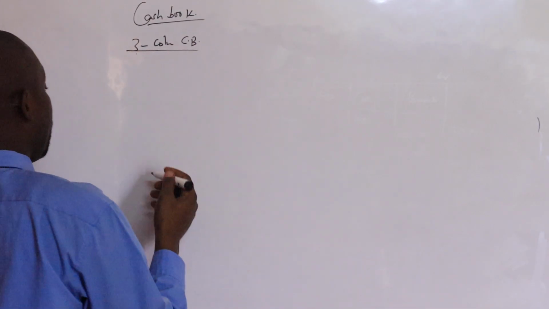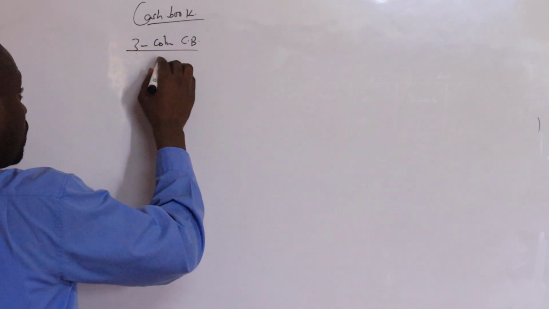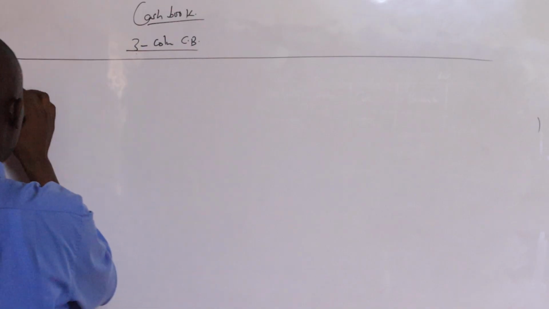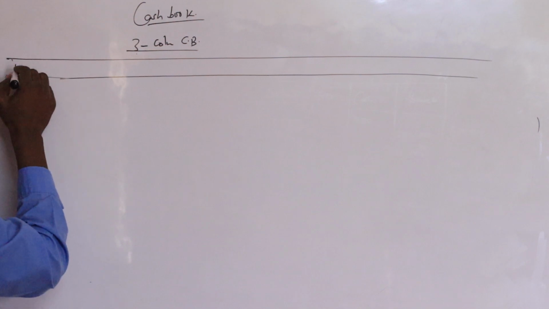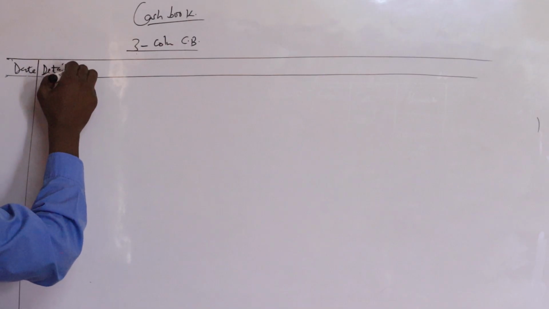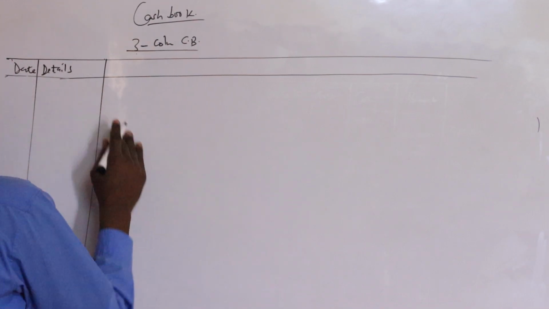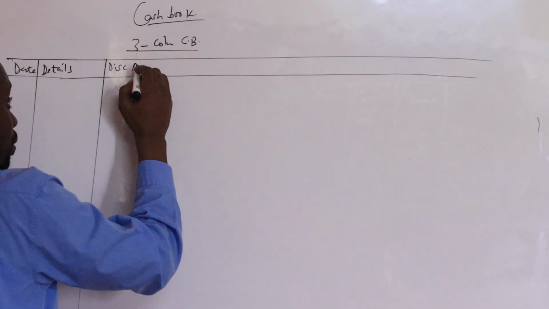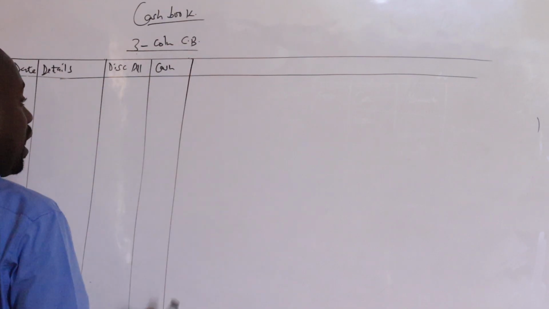So I'll have 3-column cash book. I will ignore the folio column because of the amount of space required. So this is a 3-column cash book. We'll have date, details, or particulars. Then I'll ignore the folio column. Now the amounts start with discount. So you have discount allowed, then cash, finally we'll have bank.